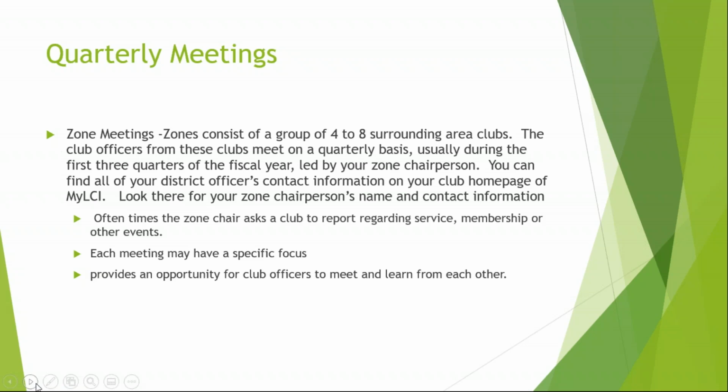The zone consists of a group of 4 to 8 surrounding area clubs that are organized under what we call a zone chairman. And all the club officers from these clubs meet on a quarterly basis, usually during the first 3 quarters of the fiscal year. You can find all of that district officer's contact information as a zone chairman on your club homepage of MyLCI. Look there for your zone person's name and contact information.